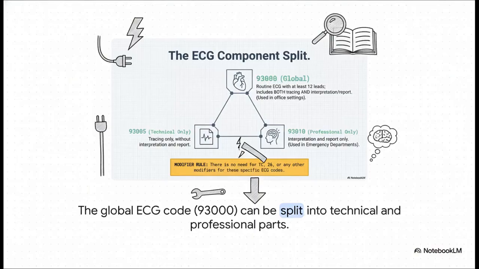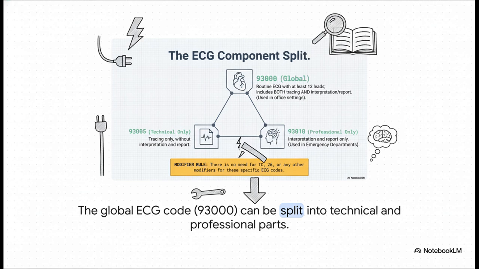So in some situations, you actually split the code. A standard ECG has what's called a global code, 93000. That covers doing the test and the doctor's interpretation. But if one clinic does the test, that's the technical part, and a doctor somewhere else reads the results, the professional part, well then you split that global code into its 2 pieces. The work is split, so the code is split.